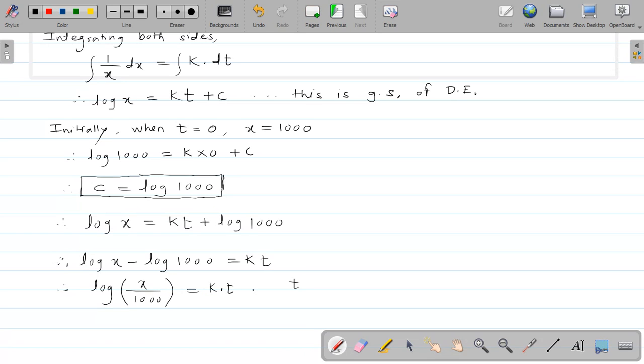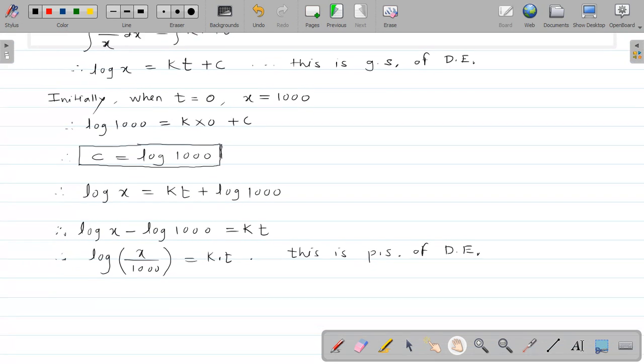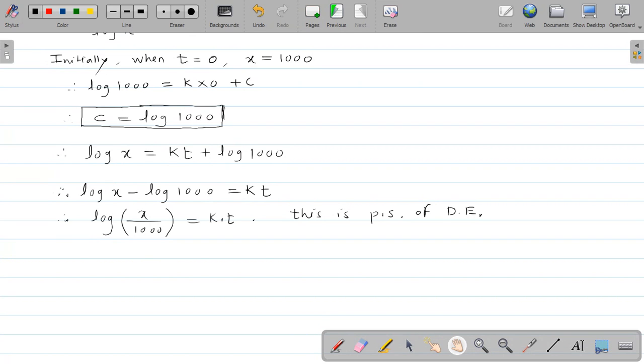You can say that this is the particular solution of the differential equation. After getting the value of c, we get the particular solution. Now use the given condition. Next step is we have to use the given condition. So what is given here?